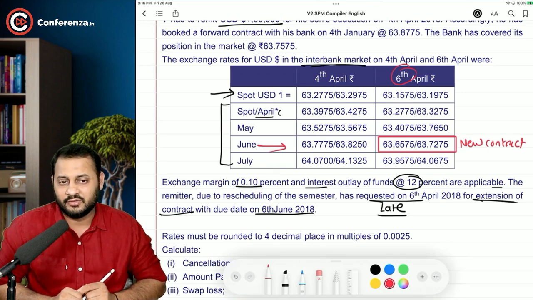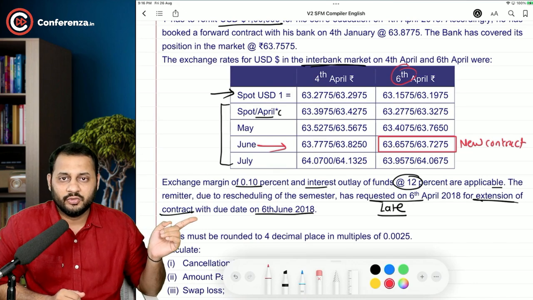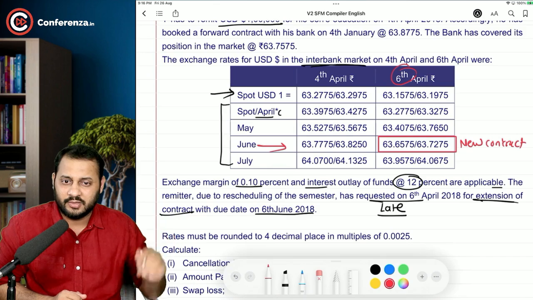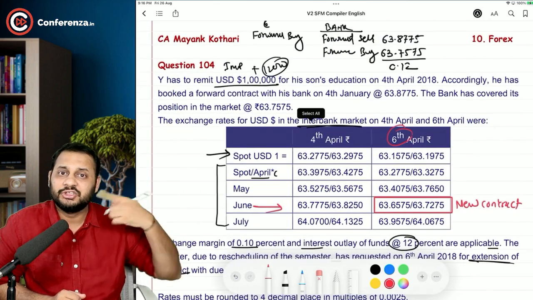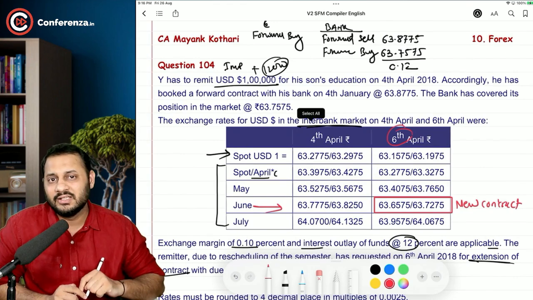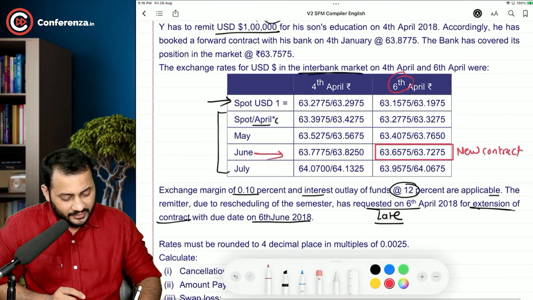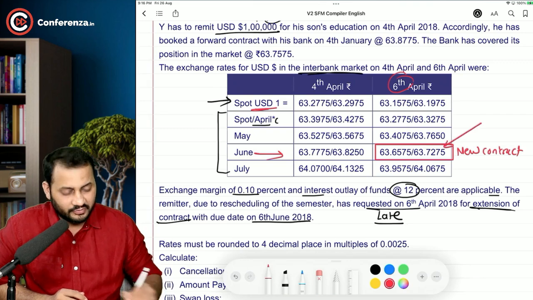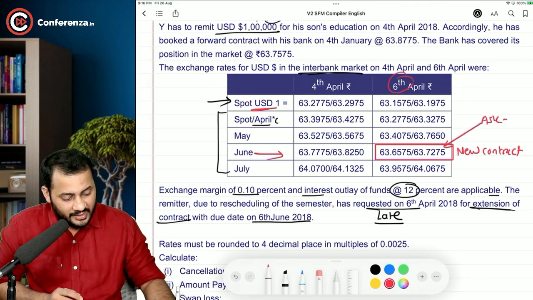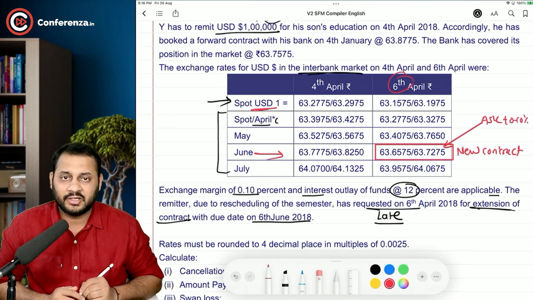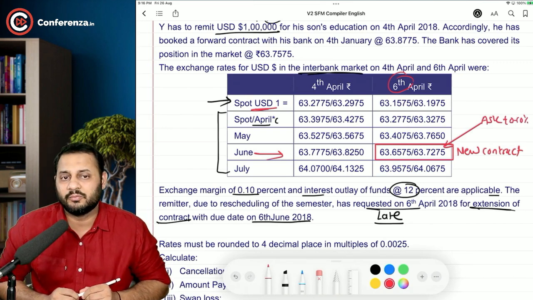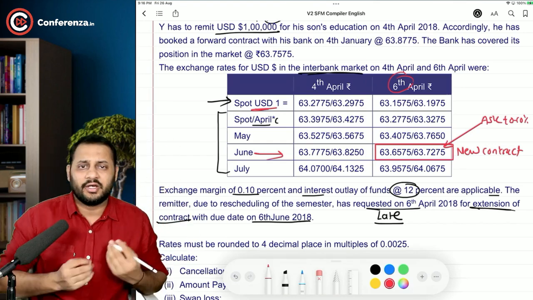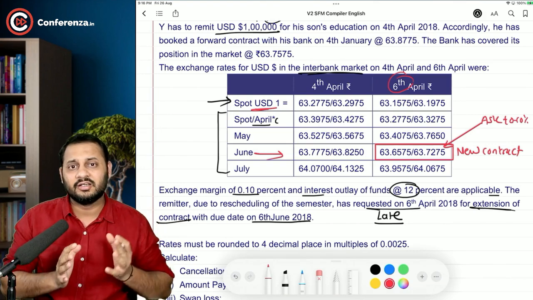Acha, one more thing. He wants a new contract now. He wants to buy the dollars. Am I right? He will buy the dollars now in June. He will buy it, bank will sell it. And the dollar is the base currency. This rate will be applicable, 63.7275, but this is an ask rate. Bank will add 0.10% margin to that, and after that it will be applicable to the customer. But this is the new rate for new contract. Let's settle the original contract.